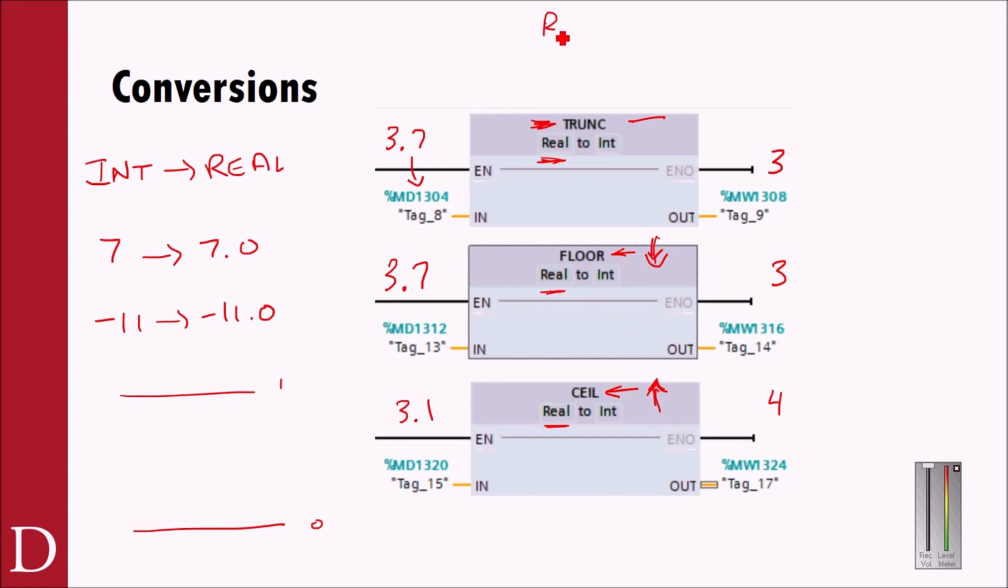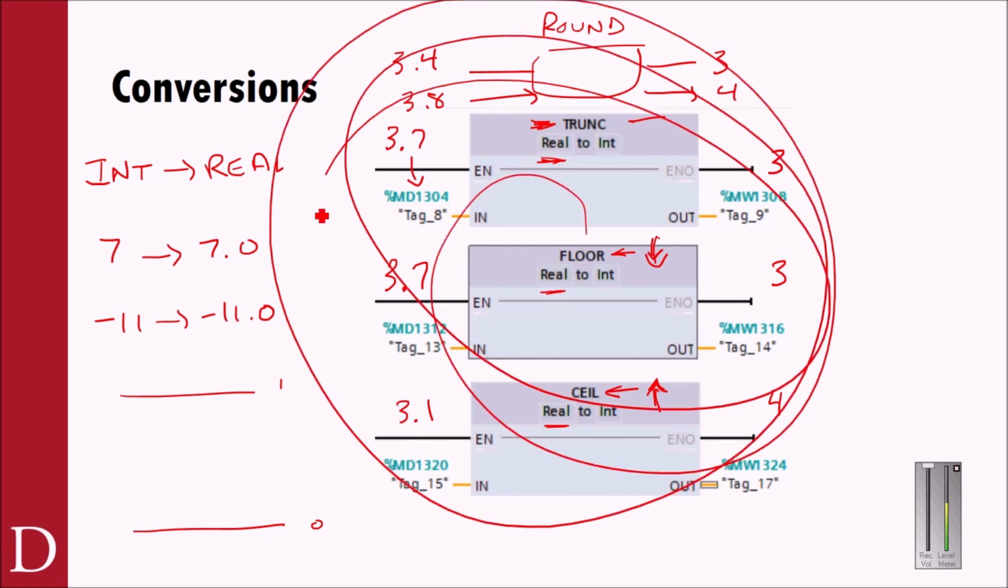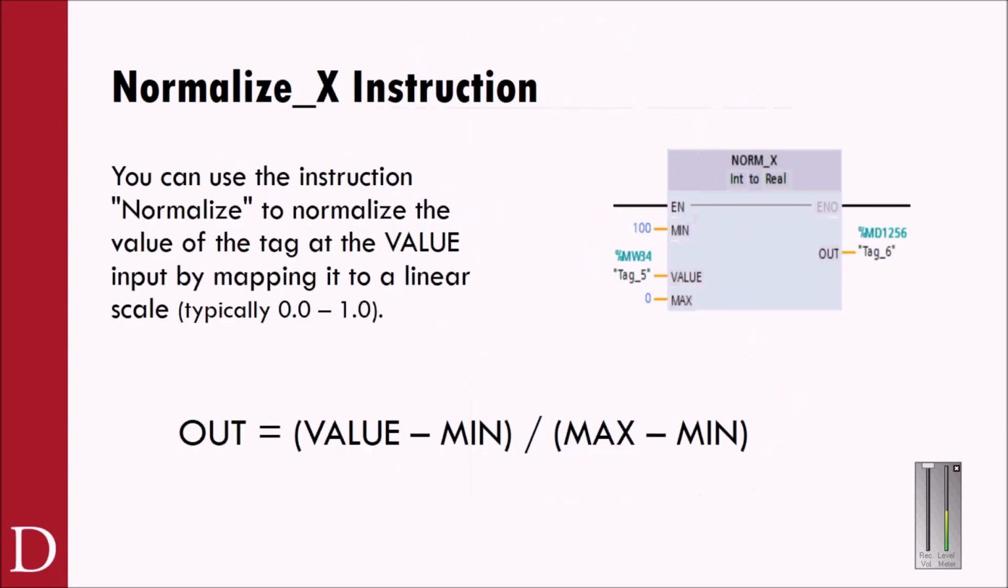And then you do have a round instruction as well, right? Where if you had a round instruction and you had 3.4 coming in, you would end up with a 3 coming out. But if you had a 3.8 coming in, you would get a 4 out, right? These guys are not rounding instructions down here, okay?